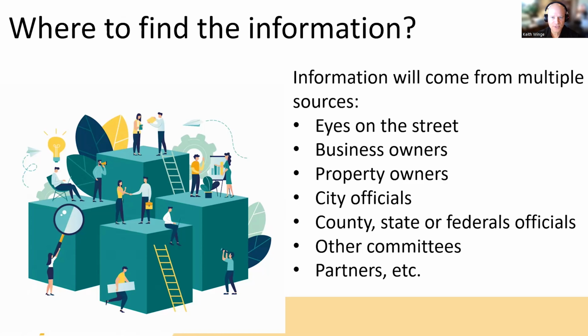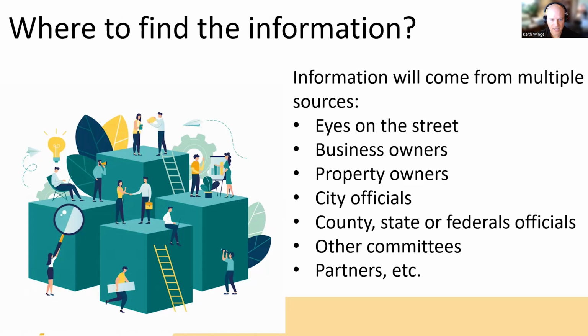Also, city officials are another good source. There may be building permits being issued or zoning requirement changes taking place that the city can alert the Main Street organization to, saying, hey, something's going to be taking place in this building. Just wanted you to know. But also county, state, and federal officials, particularly if you have facilities in your district related to those entities, having a good relationship with them can be helpful in this reporting process.